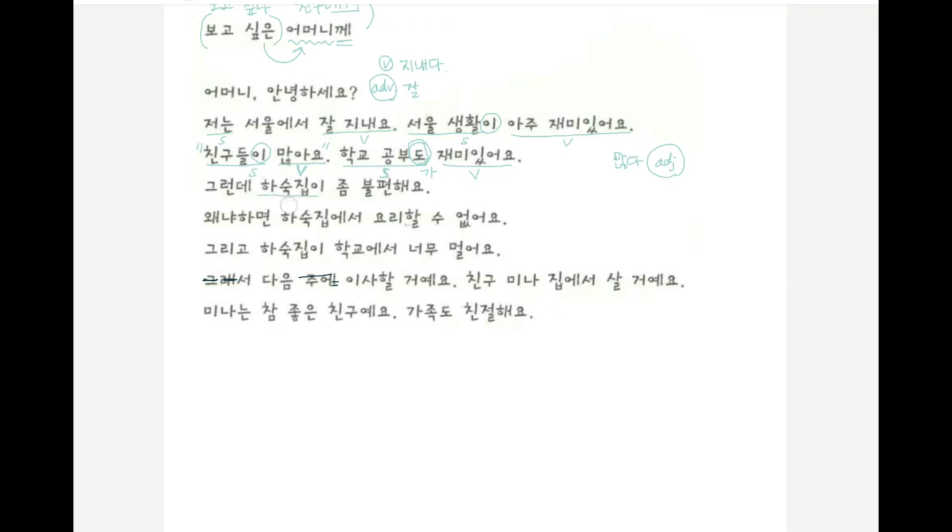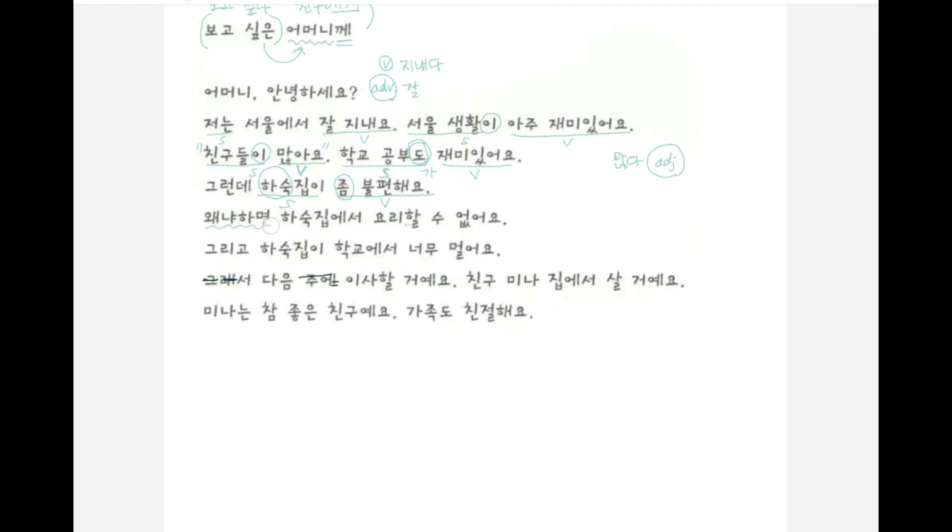자, 그런데 하숙집이 좀 불편해요. Simple. 자, 하숙집이 is the subject. 좀 불편해요 is a verb. A little bit uncomfortable. 자, 하숙집, I said before, boarding house. This is a special accommodation style in Korean, around Korean universities.